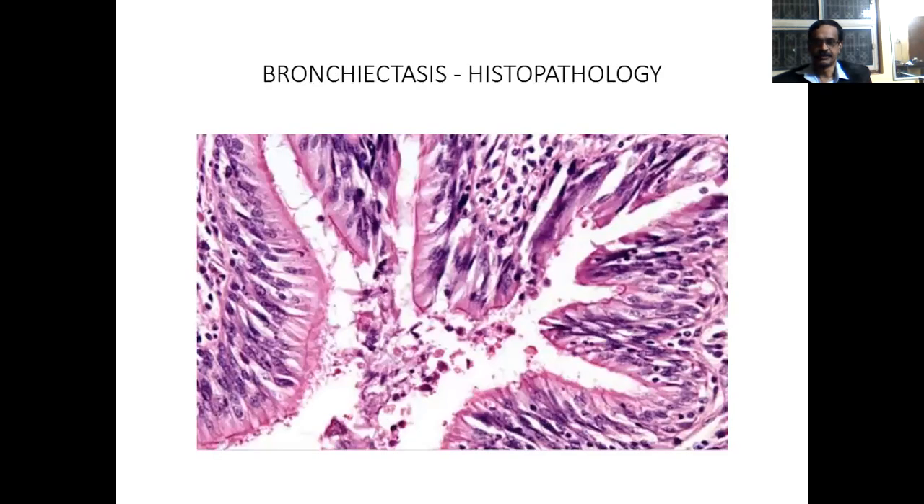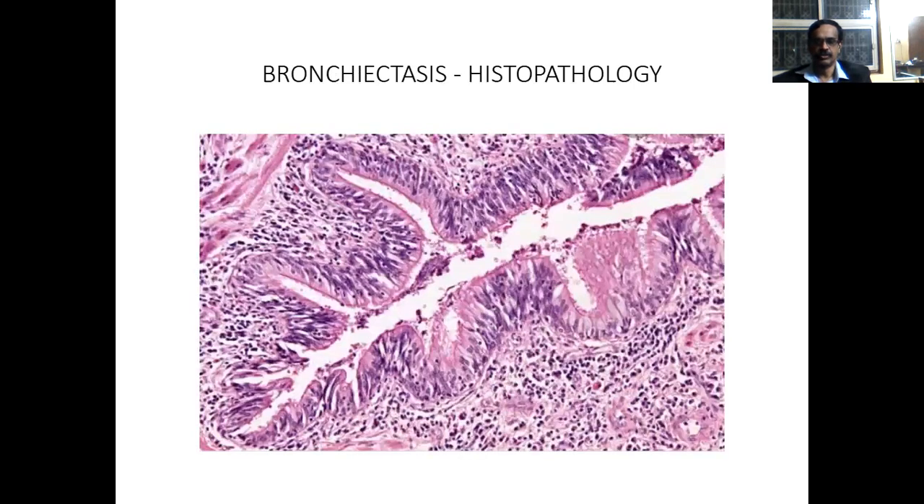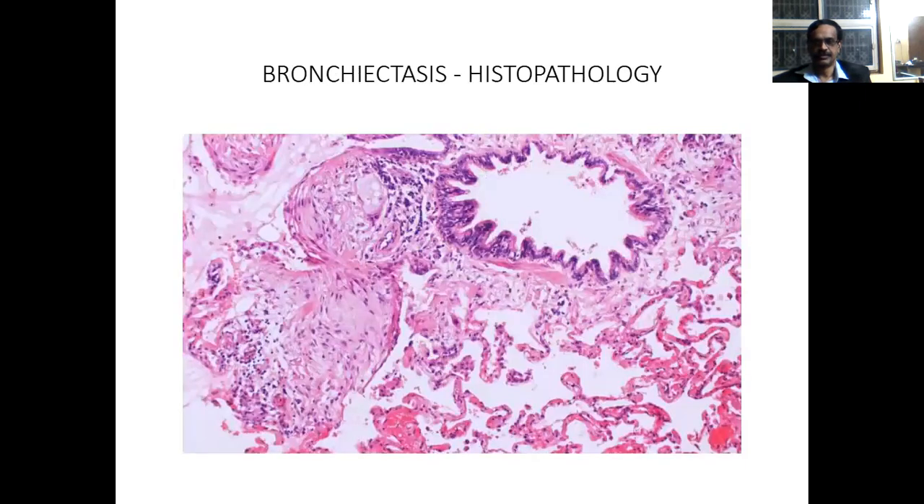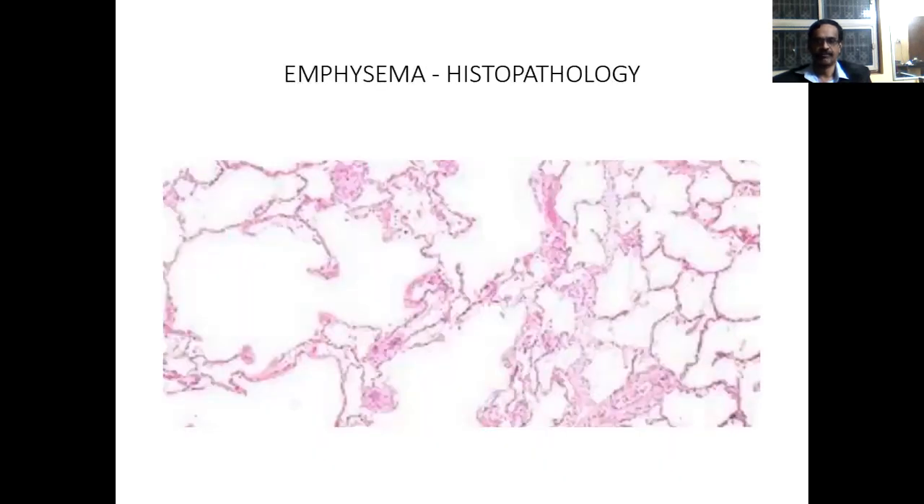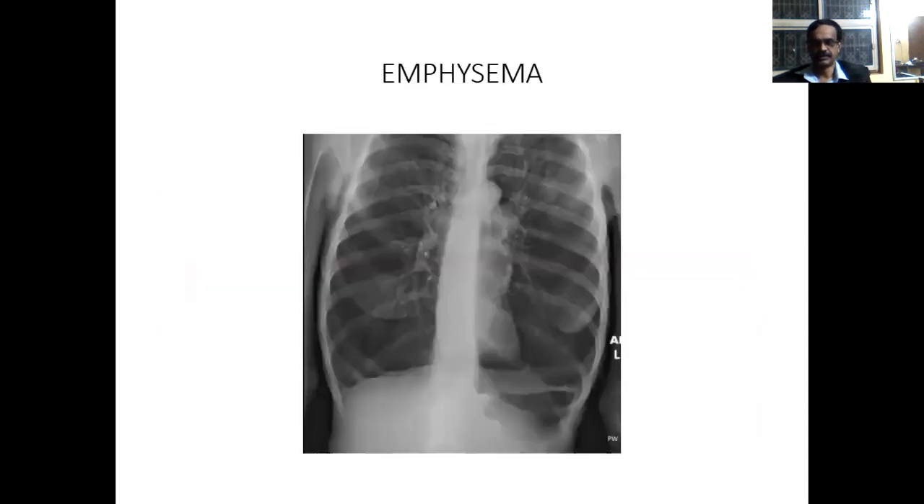So bronchiectasis histopathology. You can see the dilatation of the bronchioles. This is also bronchiectasis histopathology, where you can see the widening of the bronchioles because of pathology. This is also bronchiectasis. You can see in the 1 o'clock position there is a bronchiole which is dilated. This is the emphysema. There is dilatation of the alveolar sac. Again, very well seen in the histopathology slides.